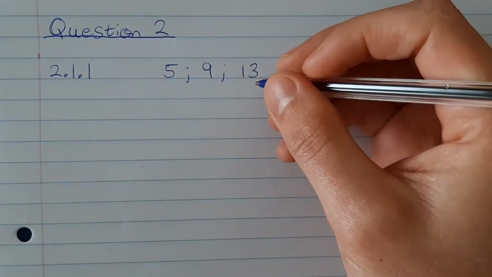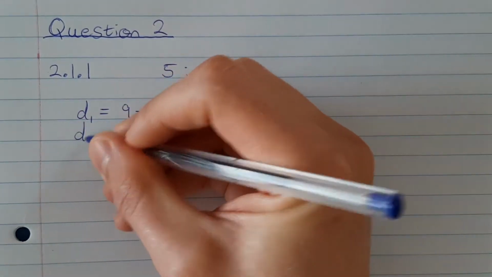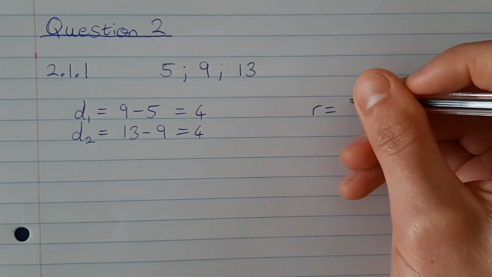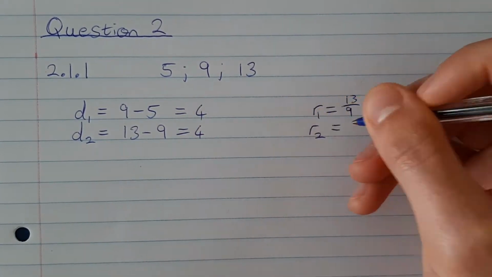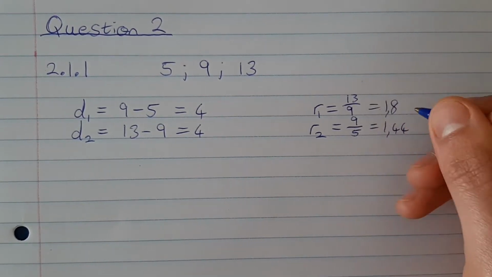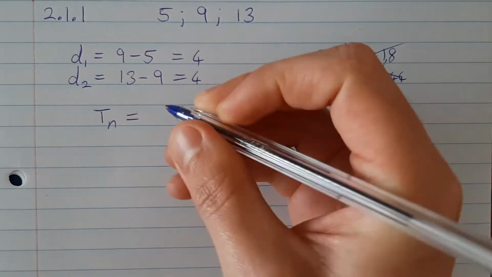If the sequence has a constant difference, we use the small letter d for this, it is a linear sequence. If the sequence has a constant factor, we use the small letter r for this, it is an exponential sequence. Let's see what the first and second differences and factors are. We see that this sequence has a constant difference, making it a linear sequence.